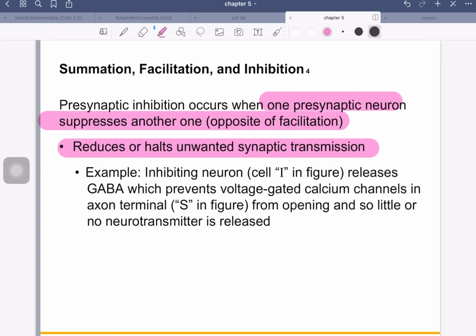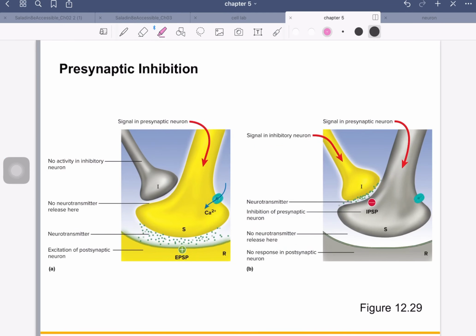One example is, inhibiting neurons may release something like GABA, which prevents the voltage-gated calcium channels from opening. So little or no neurotransmitter is released. Let's have a look. So this diagram looks similar to the one we just looked at, but the difference is that the first time we looked at this a few slides ago, this was a facilitating neuron. So when it released neurotransmitters, it was basically saying, hey, if you got a signal to fire, I want you to release a whole lot of neurotransmitter.